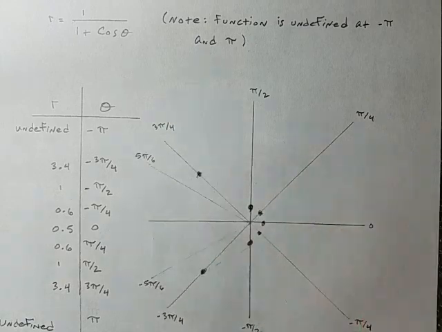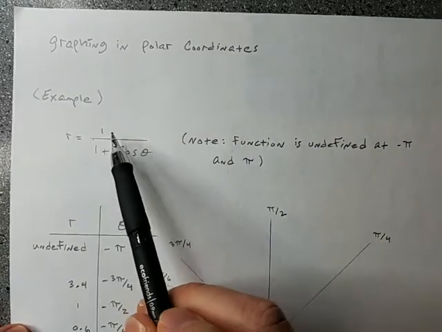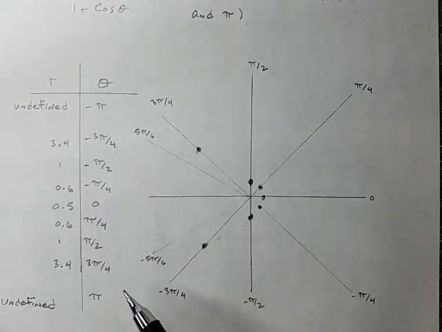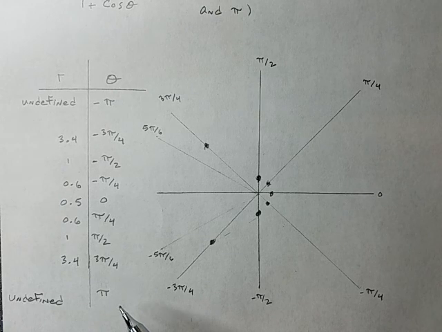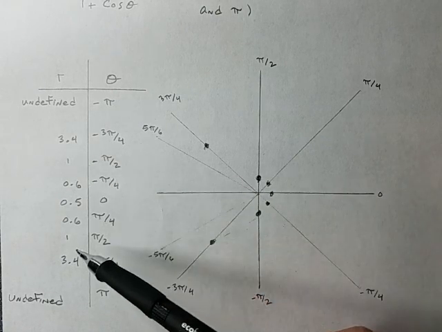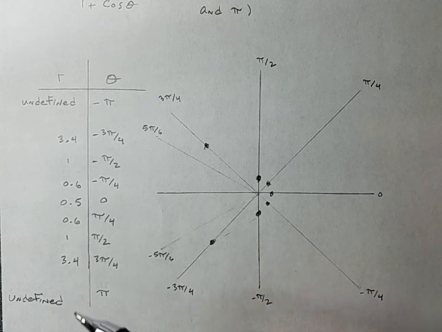That's what you see in my table. And I did the calculations for r being 1 over 1 plus cosine theta. And it's, of course, undefined at negative pi and pi for reasons I mentioned earlier. And otherwise, I'm getting these numbers: negative 3.4, 1.6, 0.5, 0.6, 1, 3.4.